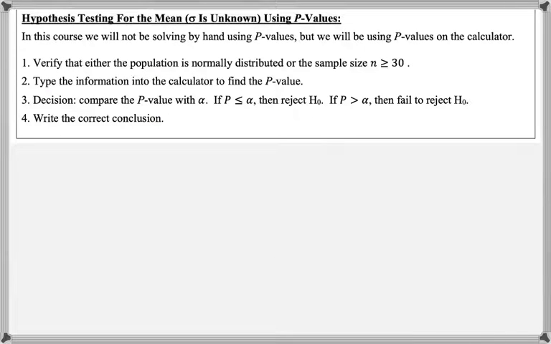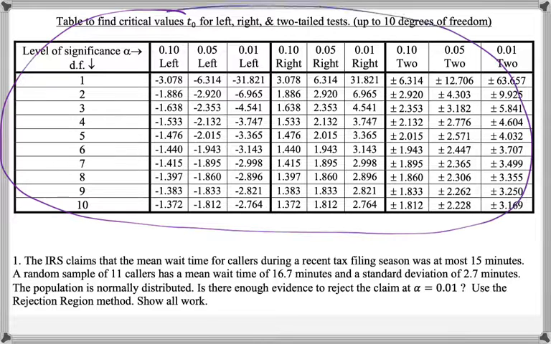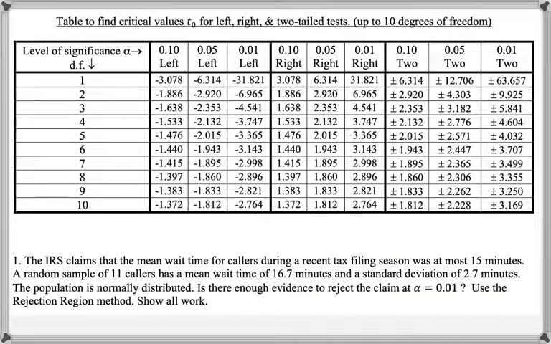So we'll be solving by hand using the rejection region method, and we will not be solving by hand using the p-value method. However, we will be using the calculator with the p-value method. Here is the table for our critical values. Now, to find the right value, we have to specify the level of significance, the degrees of freedom, and whether it's a left-tailed, right-tailed, or two-tailed.